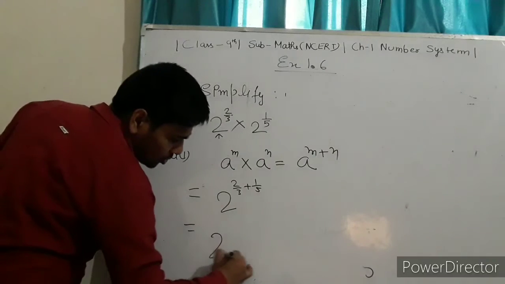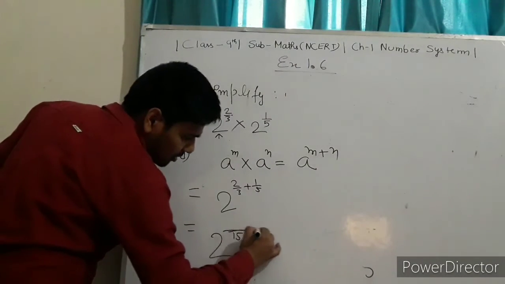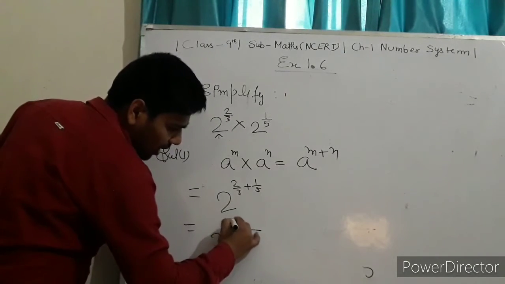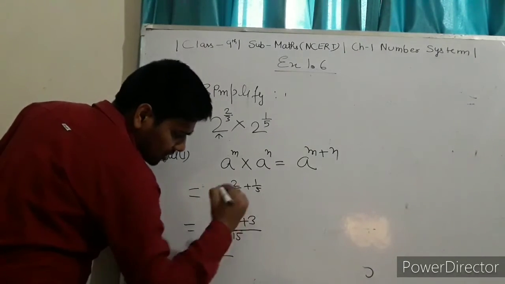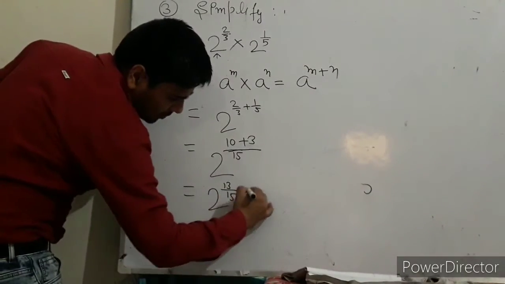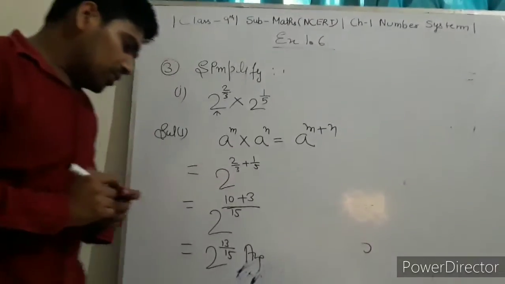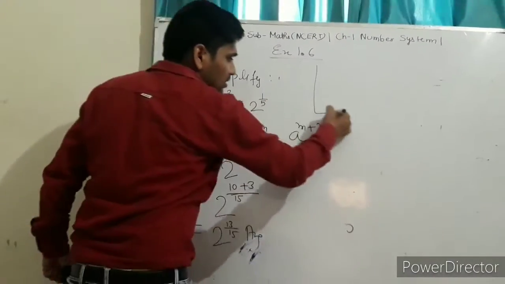So the result will be 2 raised to power, you will take an LCM. So this one becomes 3 5s are 15 and 5 3s are 15. So this is 2 raised to power 13 upon 15, the answer. I think you have got it. Now I am going for the second part of this sum.